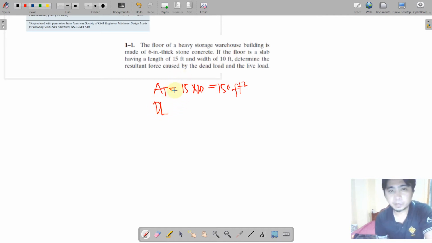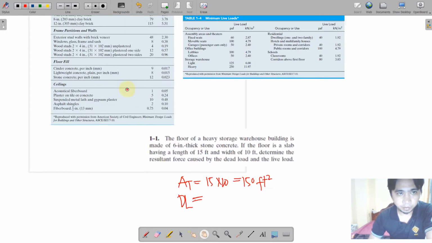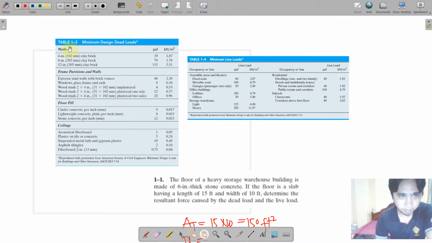We consider the permanent items. What is the permanent item? This one, 6 inches thick stone concrete. So we're going to search that in the dead load tables. On the dead load tables, we can see here on table 1-3, we're going to search for 6 inches thick stone concrete. So where's that? Stone concrete.